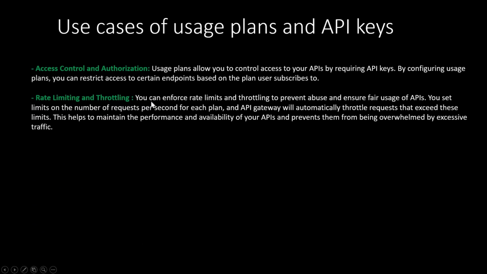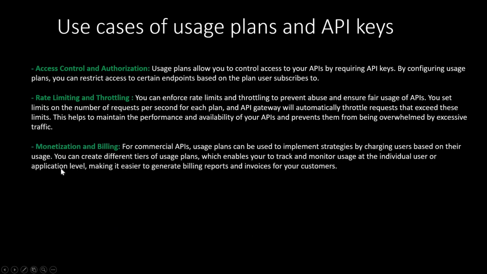Rate limiting and throttling. You can enforce rate limits and throttling to prevent abuse and ensure fair usage of APIs. You set limits on the number of requests per second for each plan, and API Gateway will automatically throttle requests that exceed these limits. This helps to maintain the performance and availability of your APIs and prevents them from being overwhelmed by excessive traffic, which we just saw in our demo.